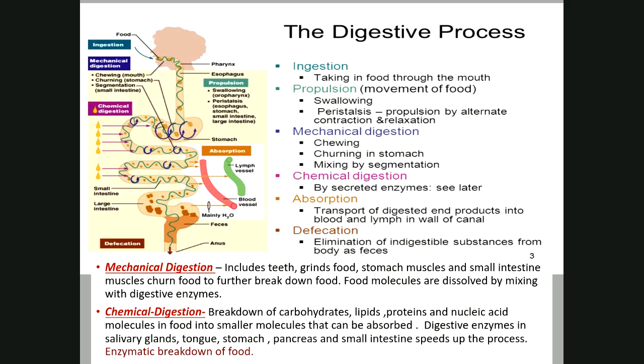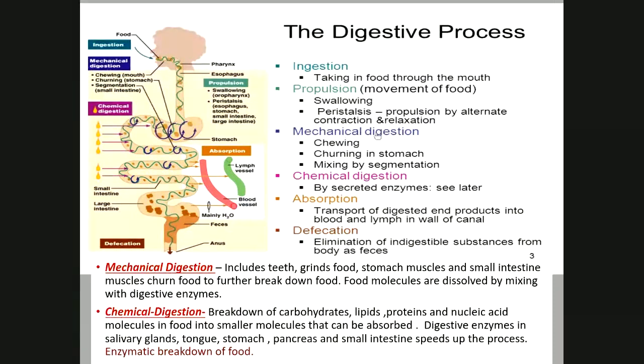To understand the digestive process, let's go over some terms that we have to learn. Ingestion means the taking of the food into the mouth. Propulsion means the movement of the food. It occurs through swallowing in the throat or in the pharynx. Peristalsis means the autonomic control of contractions and relaxations that occurs throughout our gastrointestinal system, moving this food or these gastric contents along the alimentary canal.